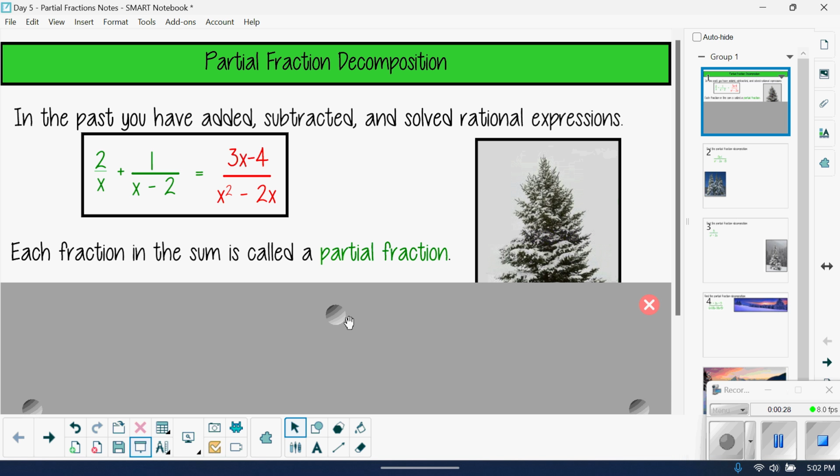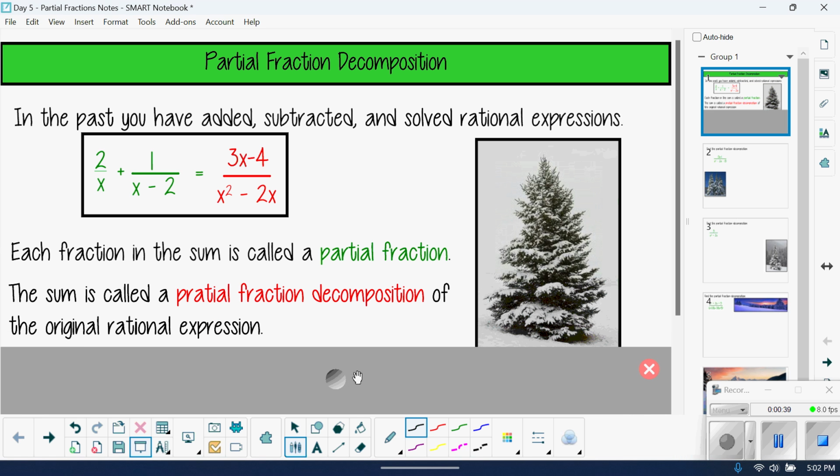Each fraction in this is called a partial fraction. So the 2 divided by x and the 1 over the x minus 2, those are both partial fractions. The red portion here, the rational expression, is actually called a partial fraction decomposition.